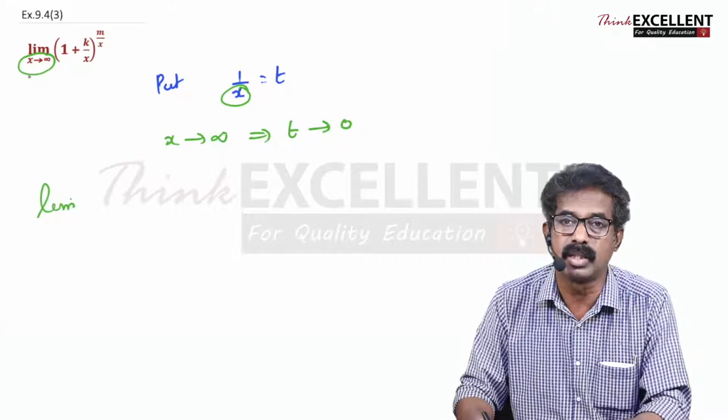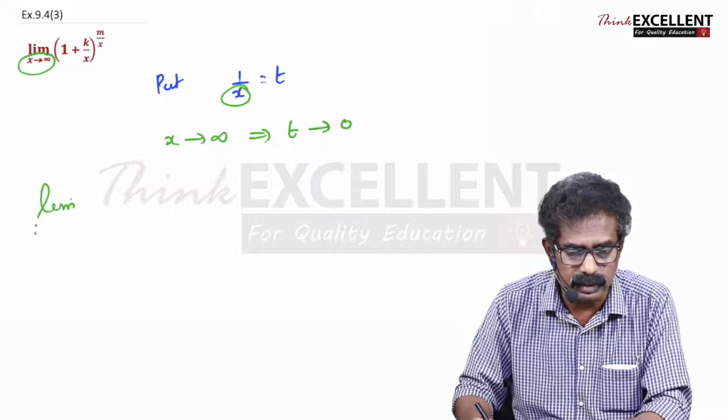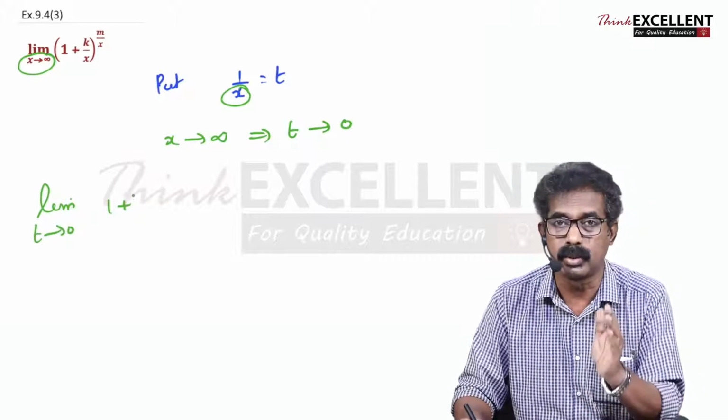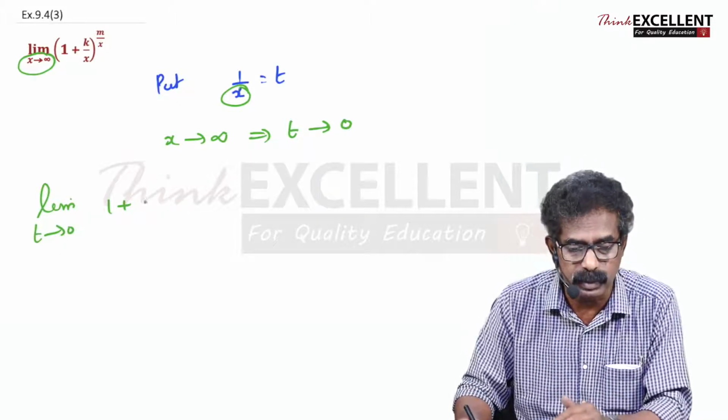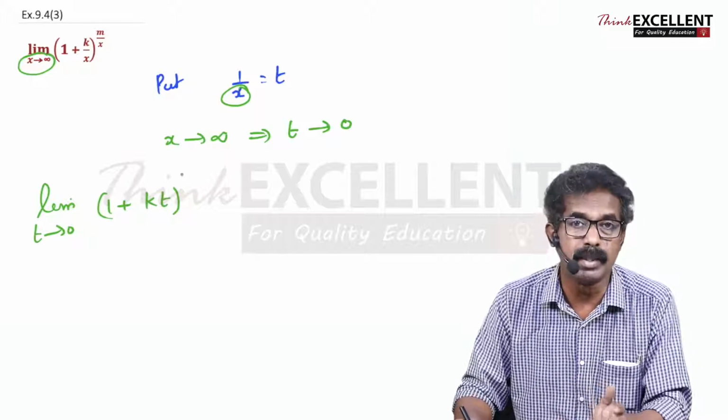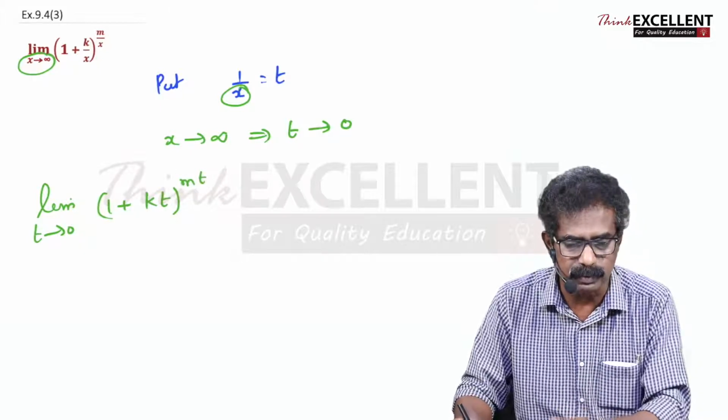Don't write x tends to infinity. Instead of that you write t tends to 0. 1 plus k by x, so that is k into 1 by x. 1 by x is t, so it is kt raised to m by x. That is m into 1 by x, so the power is mt.